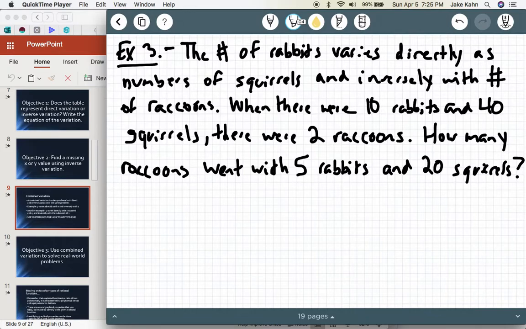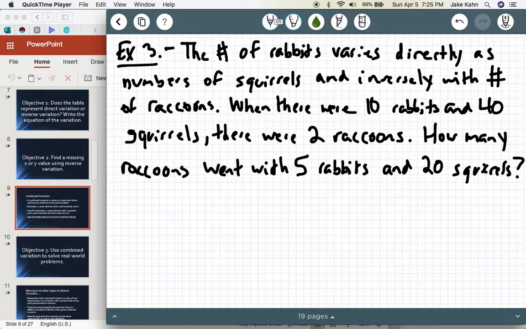All right, I'm back. So, example number 3. It says the number of rabbits varies directly as the number of squirrels and inversely with the number of raccoons. When there were 10 rabbits and 40 squirrels, there were 2 raccoons. How many raccoons went with 5 rabbits and 20 squirrels? Okay, so another combined variation problem.